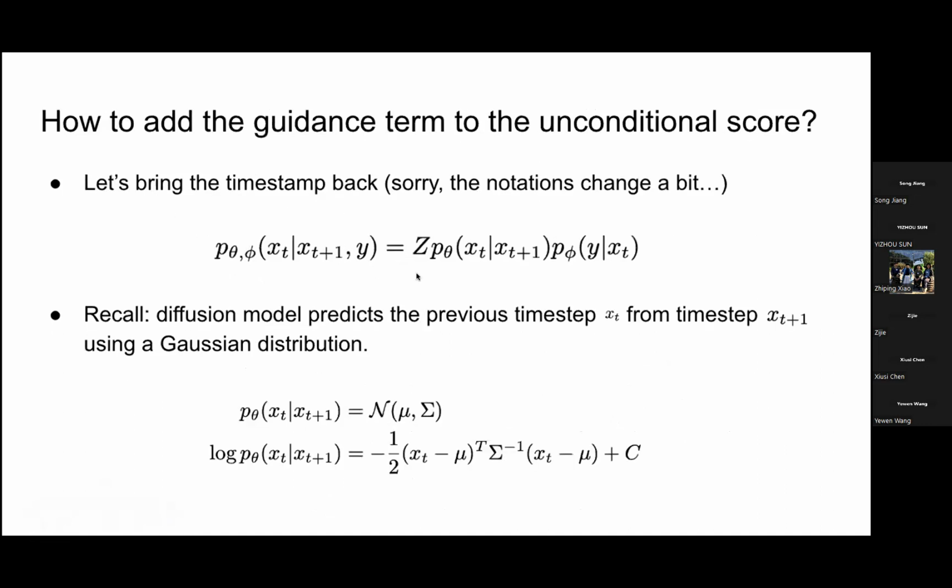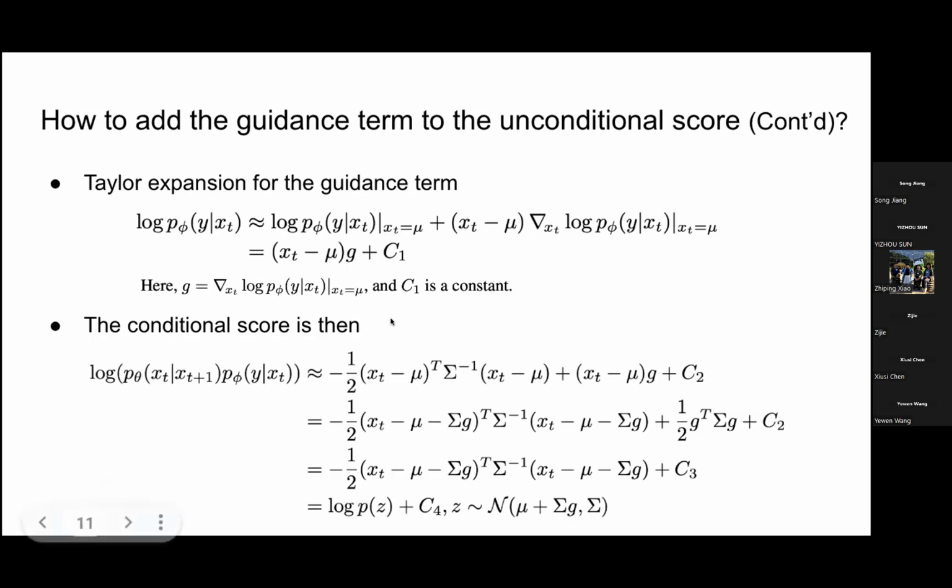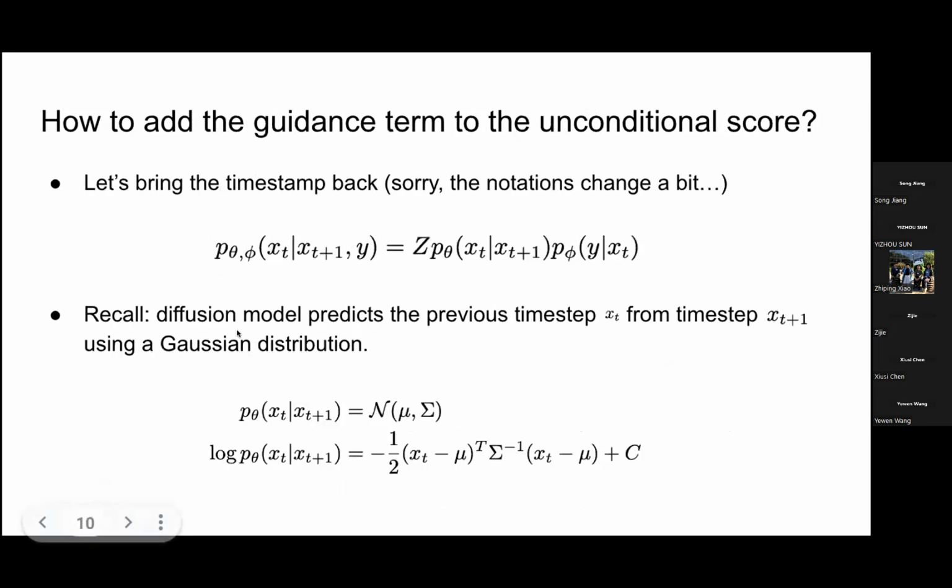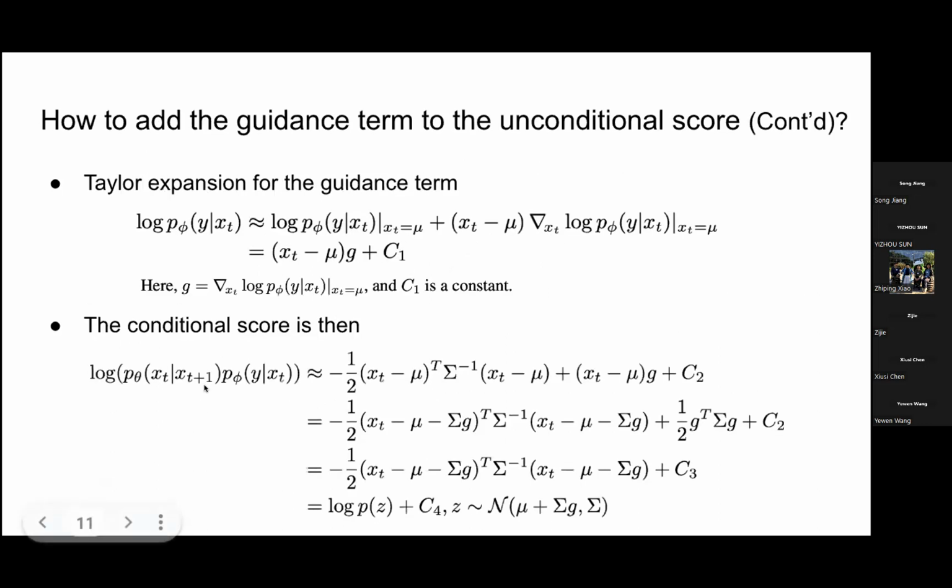The mu is the mean value of the Gaussian distribution here. Then we can have something like this, and this G is just this term. To simplify it, we denote it as G. And then the conditional score, see here, this is our goal, right? Because we are trying to generate this conditional score. So we take a log here, and we can take a log here. Then we can have something like this.